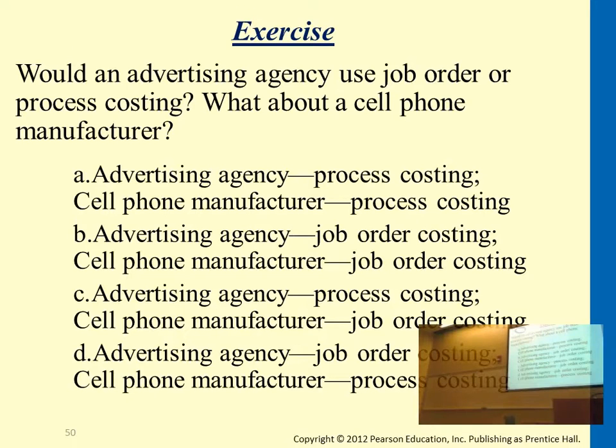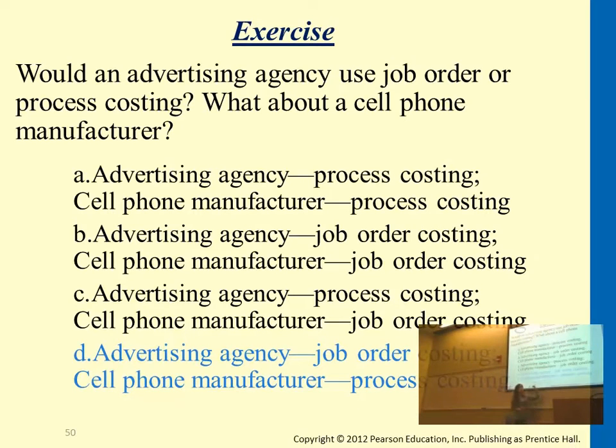Cell phone would be massively producing identical products available for customers to purchase. Advertising agency depends on the company's request. Okay? They design your order differently. So this would be the last one: advertising agency using job order systems. Each and every case is different. You cost them differently. You charge customers differently.